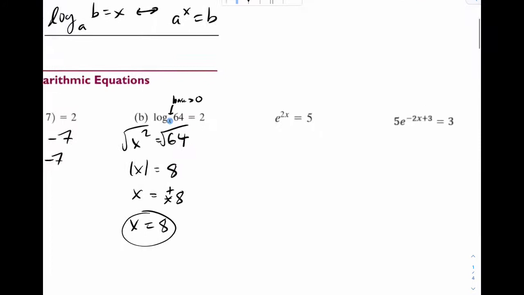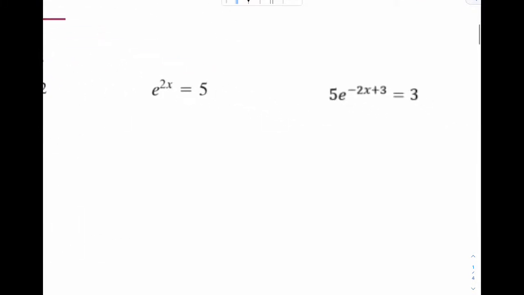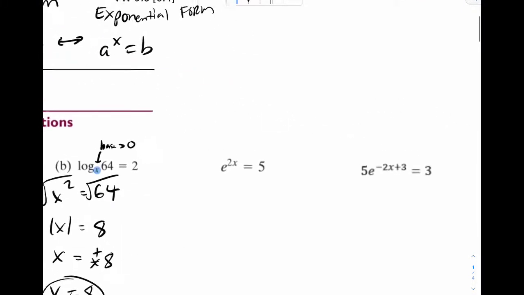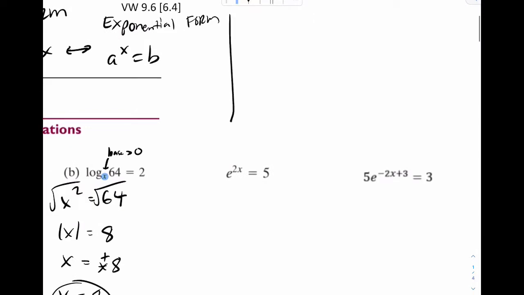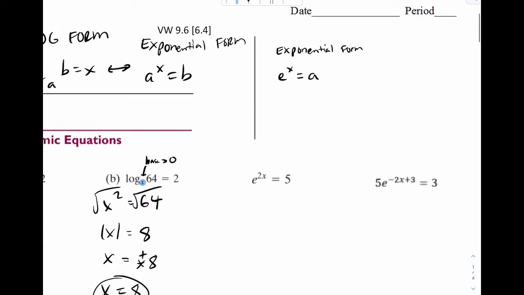Now we go to the next part. You're going to see e's here, and it's really the exact same thing. So we'll put a separator. If you see an e, I'm going to give you this generic form here. Let's say if e to the x equals a, this is still exponential form. You just have an e, which means there is an equivalent log form.